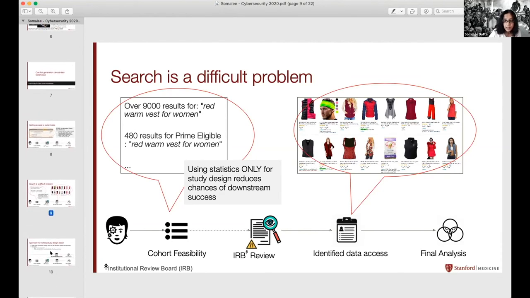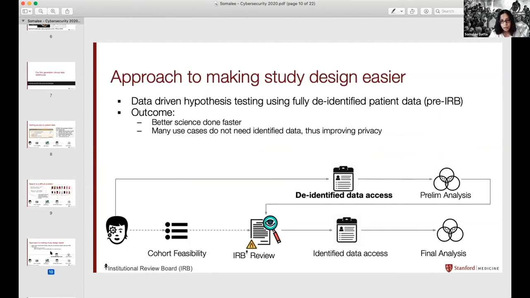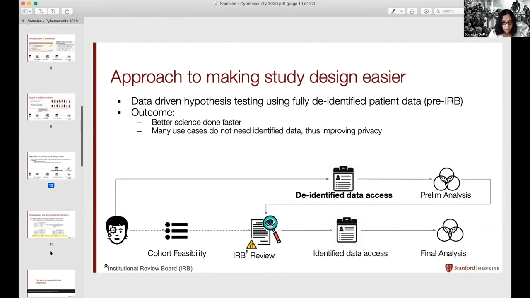So now let's imagine a scenario where we can give people the data ahead of that IRB review, ahead of the hypothesis design stage. So what that looks like is instead of following the bottom row, they're following the top row where they're going to get access to the de-identified patient data. This process does not require an IRB. They develop their hypothesis using the de-identified data. The outcome is better science. And in many cases, particularly AI-driven cases, you do not require the institutional review board process. And in the end, you end up with better privacy because you're just working with de-identified data.